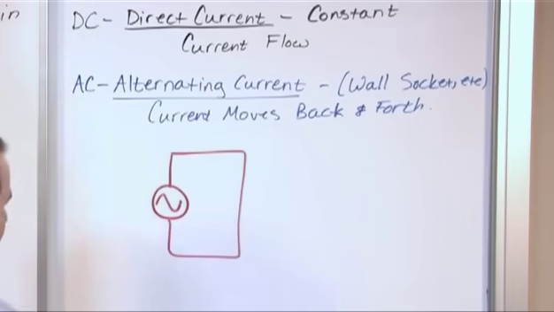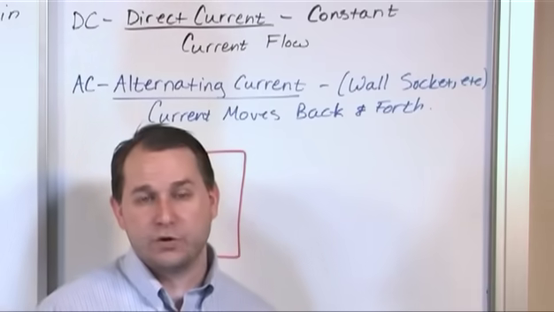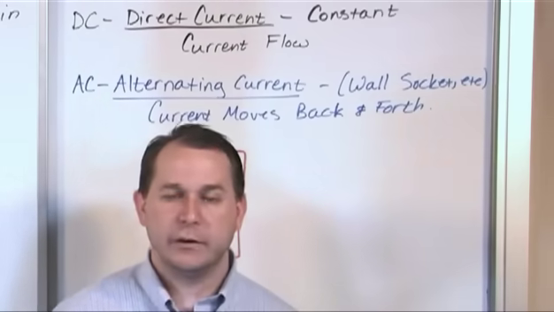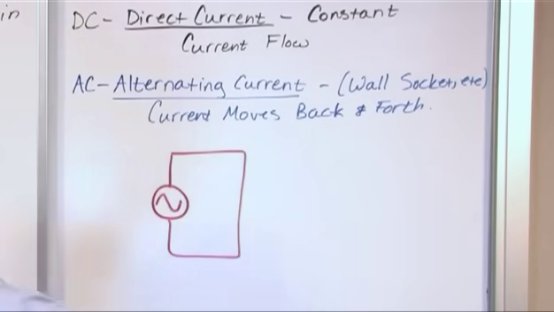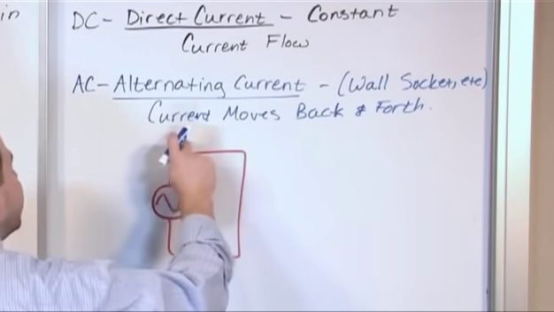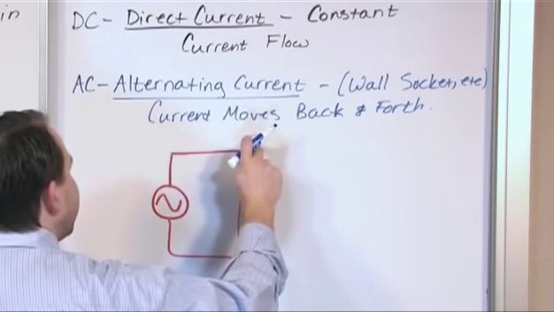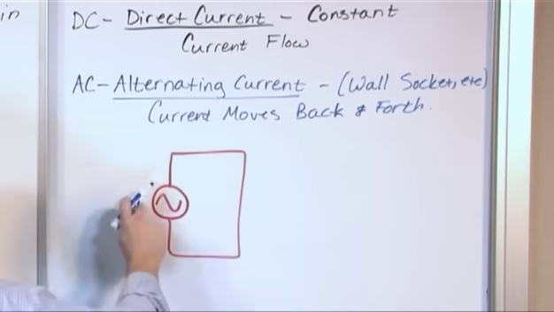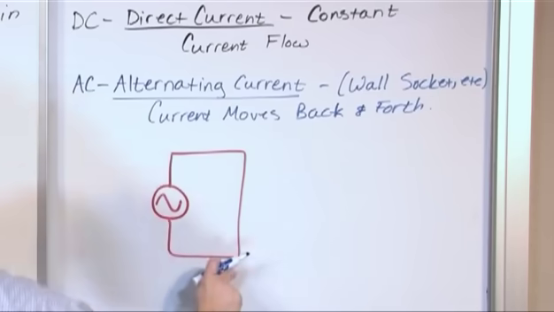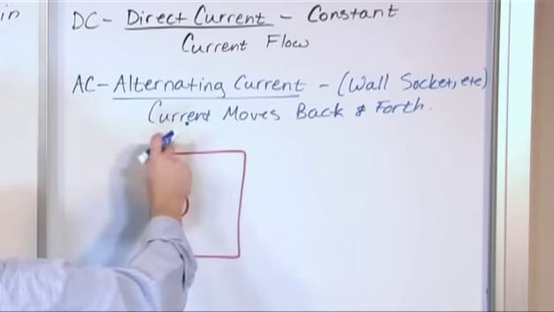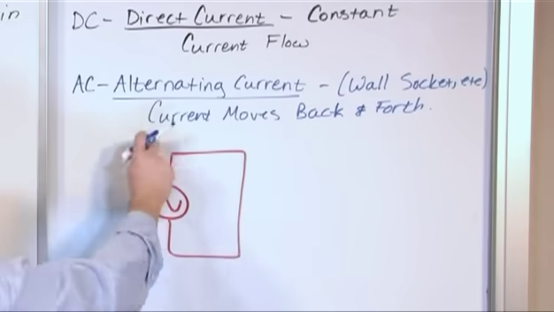What this means, and this is a great model for what's happening in your wall socket when you plug something into the wall, is that at first the current comes out this direction and flows this way, and then it starts to slow down, and then it goes back the other way, like this. It literally alternates the direction of the current.